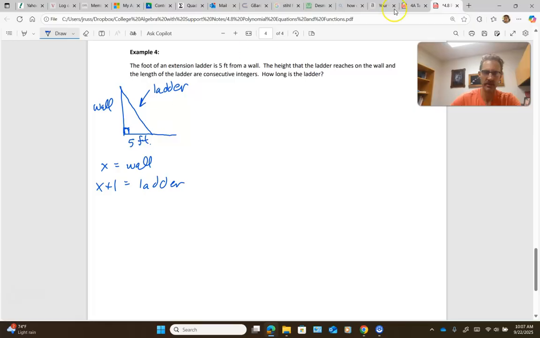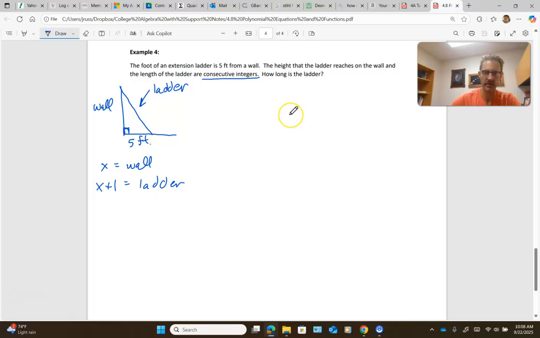And you may be wondering, well, where did that x plus 1 come from? Well, because the problem told me that those two distances are consecutive integers. So if x is the wall, or the smaller distance, then x plus 1, or that next consecutive integer, must be the length of the ladder. This is always the case. Anytime you're working with a word problem that talks about consecutive numbers, you'll always let x be the smaller one, and then x plus 1 will be the bigger one. Sometimes you might even be working with 3, so then x plus 2 would be the third one. But anyway, we've defined our variables, so now we need to come up with an equation that relates all this information.